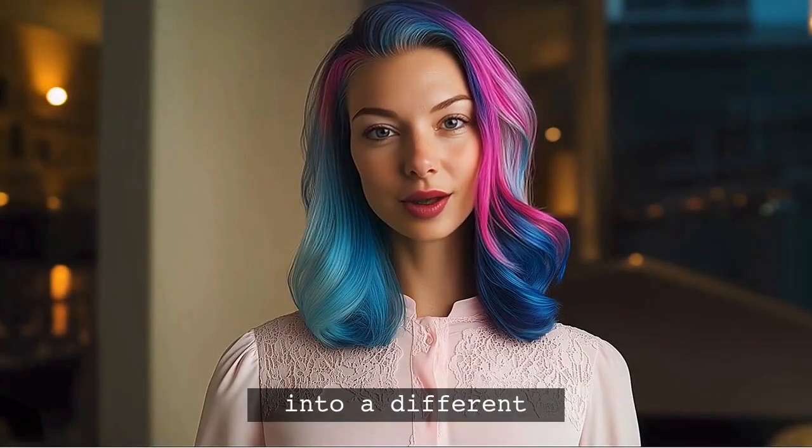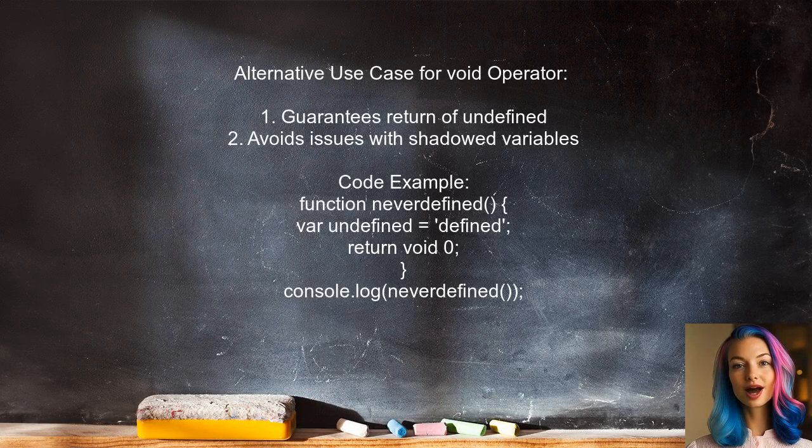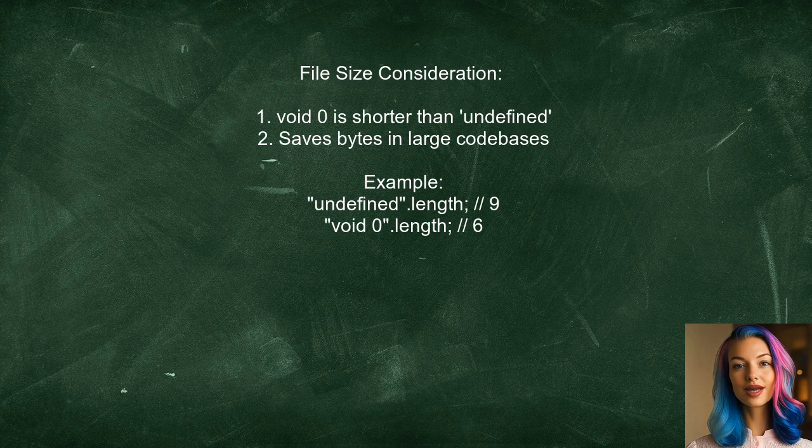Now, let's dive into a different answer from another user. One alternative use case for JavaScript's void operator is to ensure that a function always returns undefined. This is particularly useful in scenarios where the global undefined variable might be shadowed or overwritten. By using void, you can guarantee that the return value is always undefined, regardless of any local variable named undefined. Additionally, this user points out that using void 0 can help reduce file size in certain applications, like ESLint, where every byte counts. The void operator can be a more concise way to return undefined compared to using the string undefined.